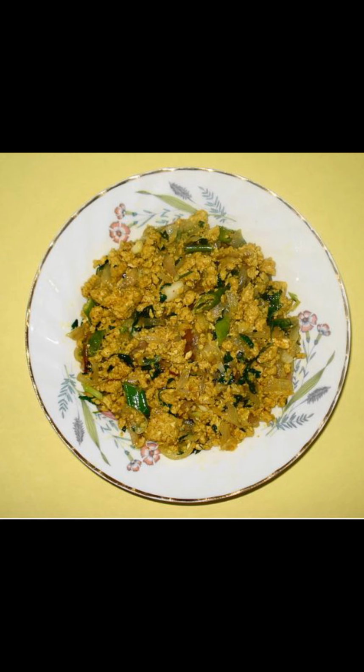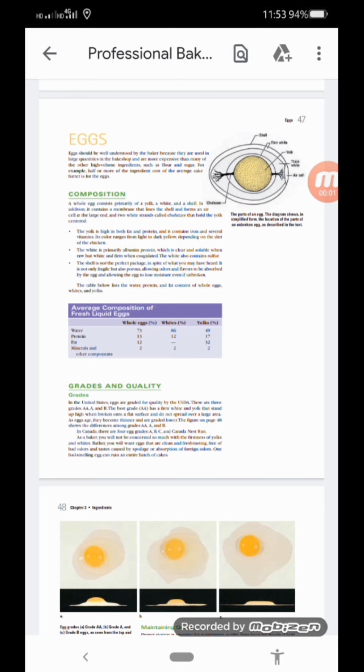Eggs are available in the form of egg white powder, egg yolk powder, whole egg powder, and of course fresh eggs. So these can be reconstituted also as and when needed. So we are talking about eggs. You'll find this topic in Professional Baking, the file which I have shared with you all, page number 47 onwards. Page number 47 of the book Professional Baking by Cordon Bleu.